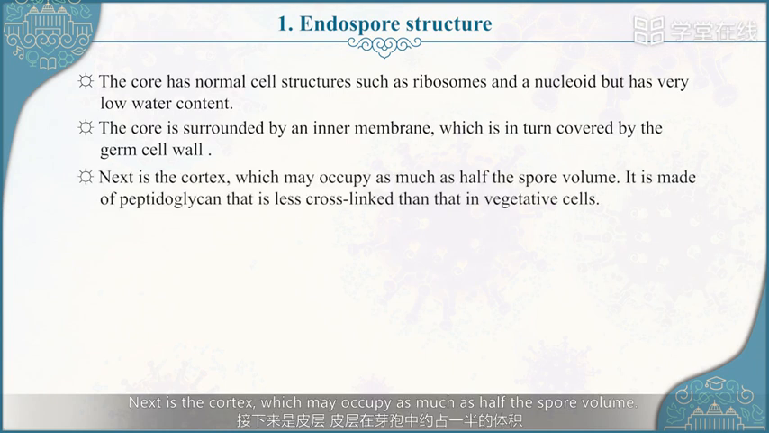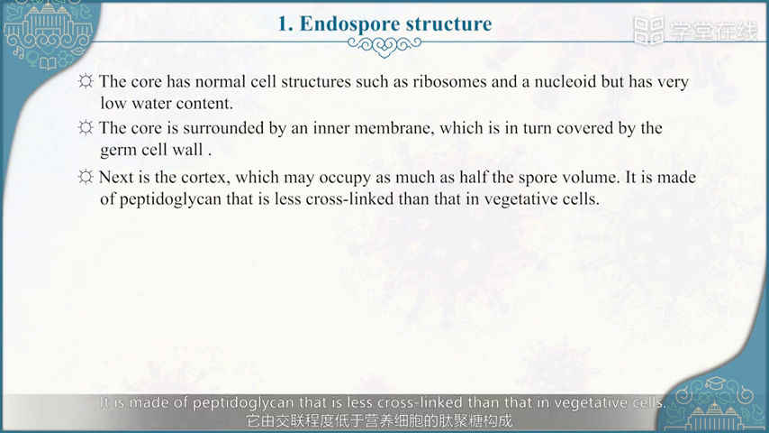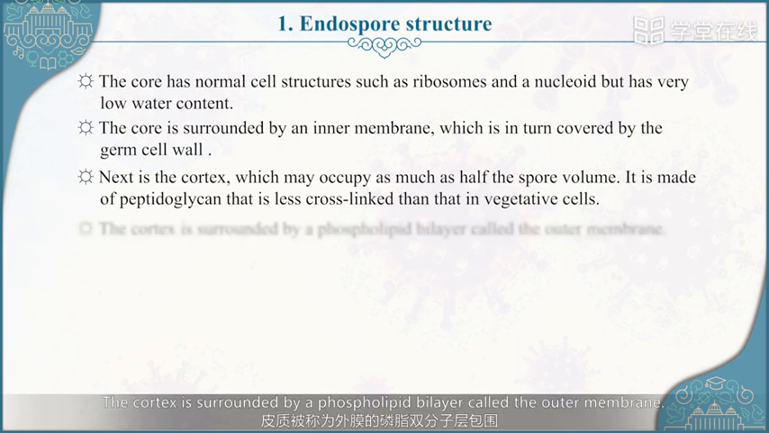Next is the cortex, which may occupy as much as half the spore volume. It is made of peptidoglycan that is less cross-linked than that in vegetative cells. The cortex is surrounded by a phospholipid bilayer called the outer membrane.